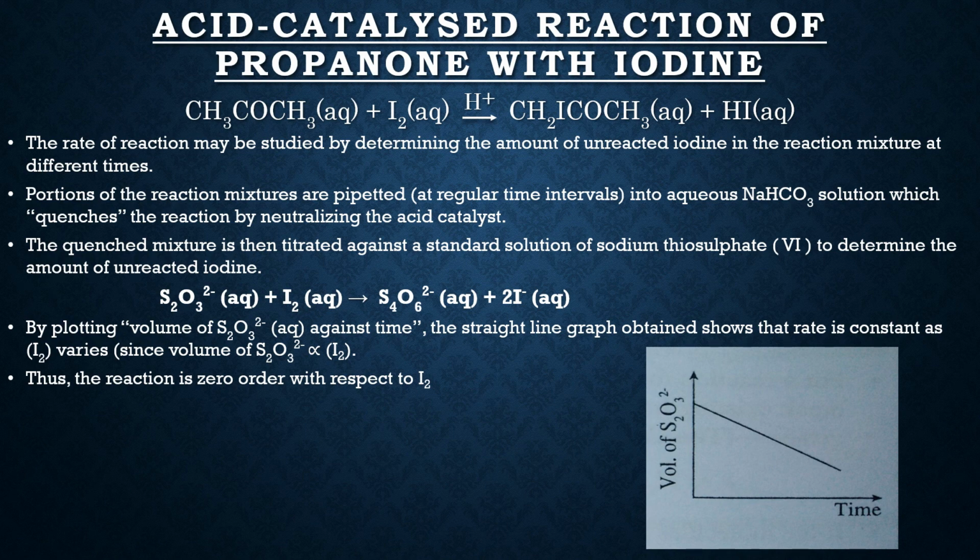The equation is 2 moles of thiosulfate ions react with iodine solution, forming tetrathionate ion and 2 moles of iodide ions. Plotting a graph of volume of thiosulfate ion against time shows that the rate is constant. Thus, we can conclude that the reaction is zero order with respect to iodine.